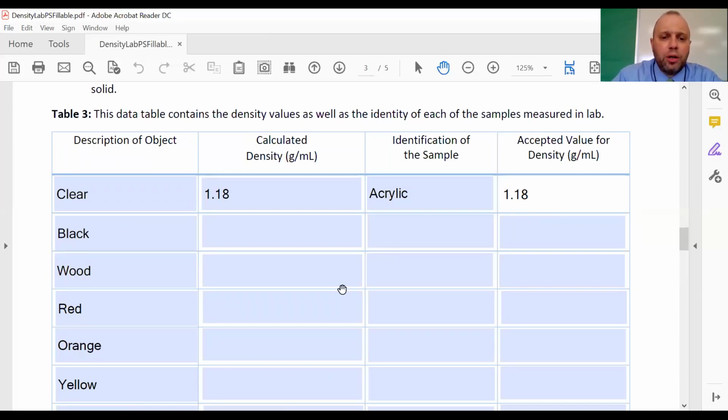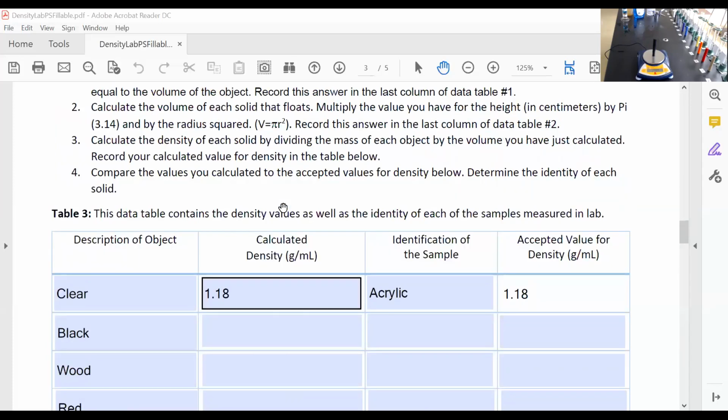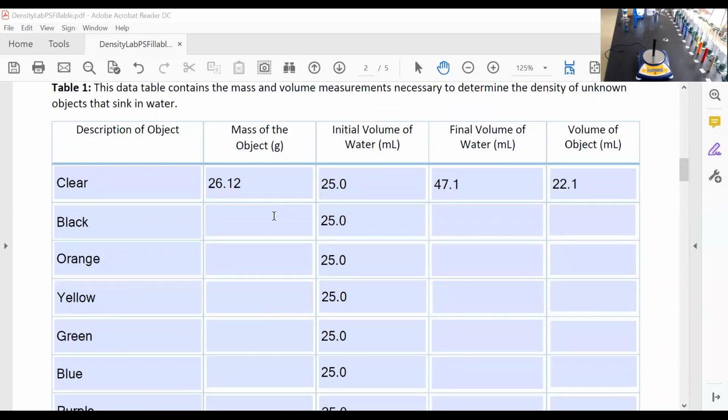Okay, at this point we are ready to move on to our second object. So I'm going to slide the camera back over. Here is our second object. We have this black piece of plastic here. So we're going to start by getting its mass. So this has a mass of 29.89 grams. So I'm going to go back up to table number 1. 29.89 grams.